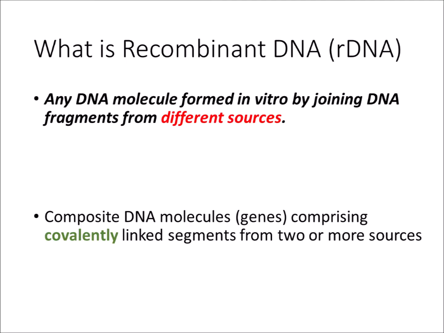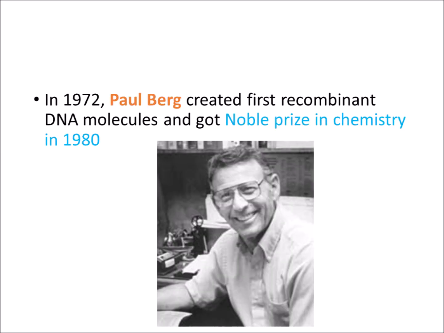What is recombinant DNA? Any DNA molecules formed in vitro by joining DNA fragments from different sources. So this is the composite DNA molecules or genes comprising covalently linked segments from two or more sources. In 1972, Paul Berg created the first recombinant DNA molecule and got the Nobel Prize in Chemistry in 1980.